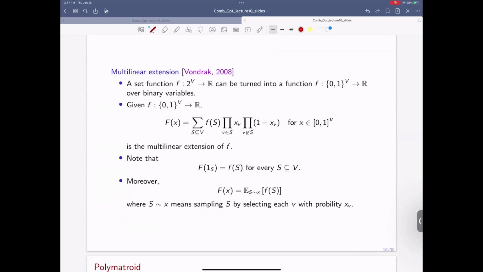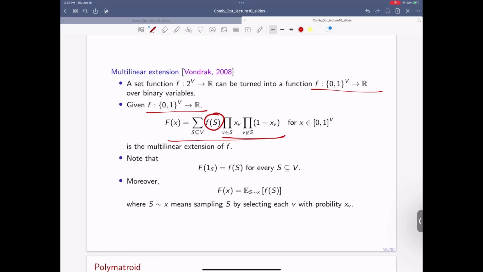Well, we have a set function f, and given a set function f, my multilinear extension is given in this term. So for each subset S, I have the function value. Now you have the product of these multiple variables. For the element in set S, you take the variable xv. For the elements that are not contained in the subset, you take 1 minus xv.